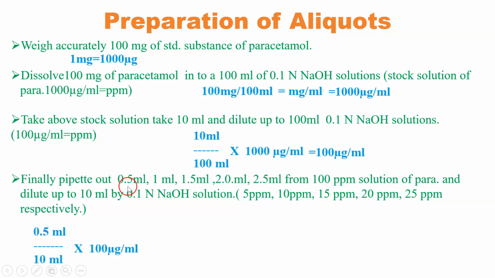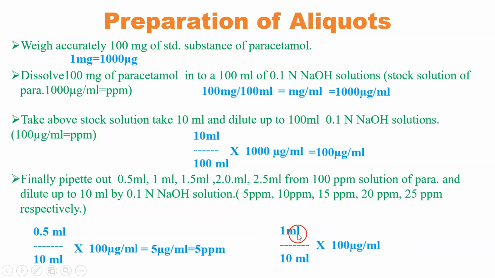See, the volume we have taken from the stock solution was 0.5 ml and we have dissolved it in 10 ml. And the concentration we have taken was 100 microgram per ml or 100 ppm. And now if we do the calculation, it becomes 5 microgram per ml or 5 ppm. After that, the same calculation we will see for the second aliquot, that is of 10 ppm.